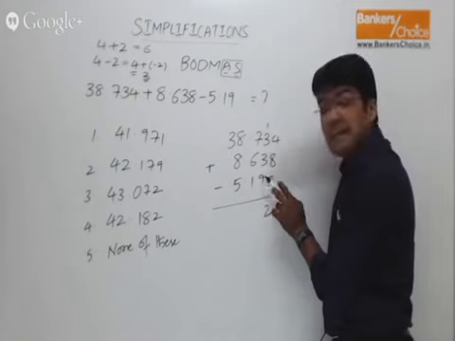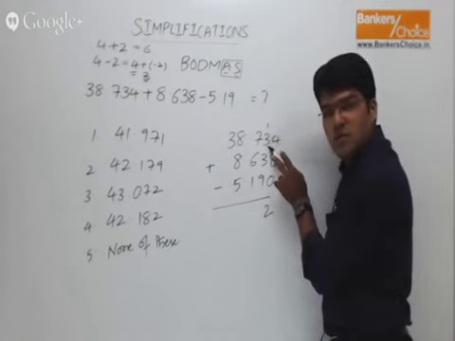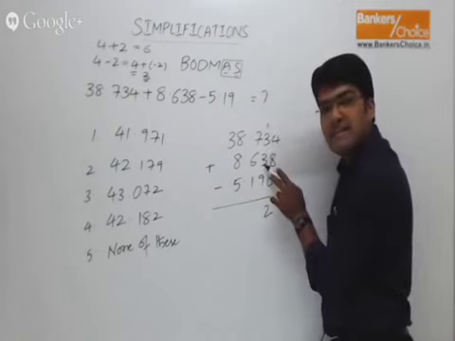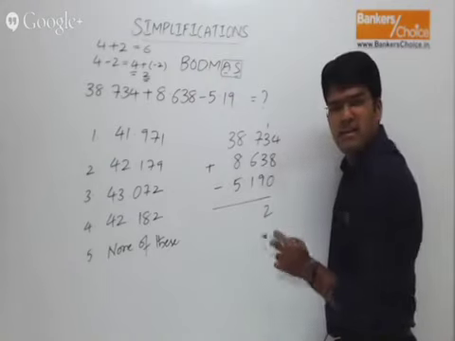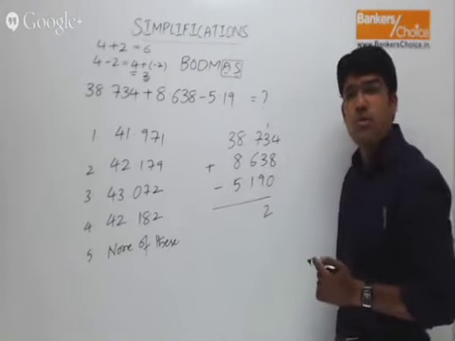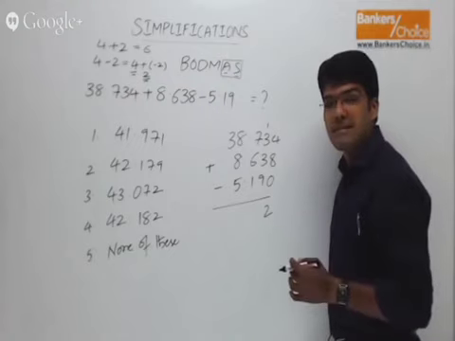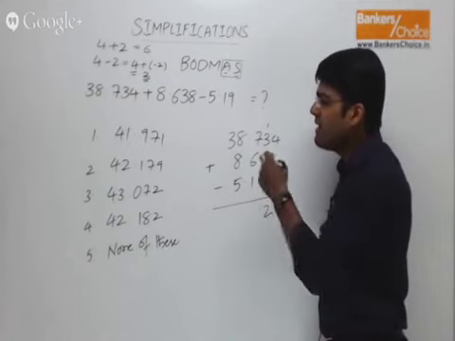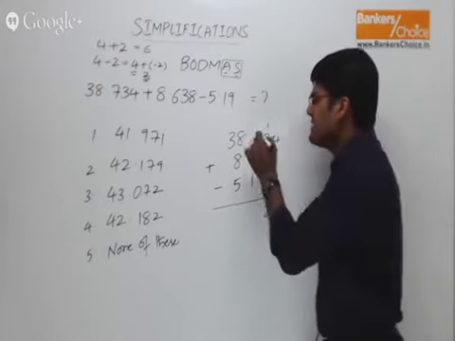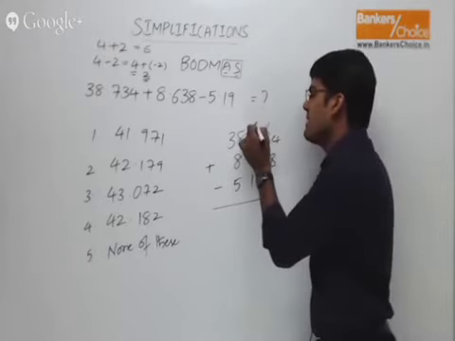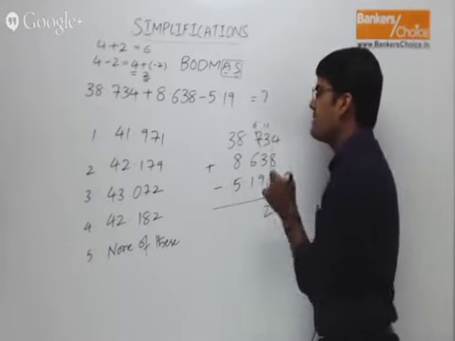7 minus 9. Be careful. 1 plus 3 is 4. 1 is the carry there. 4 plus 3 is 7. 7 minus 9. 7 minus 9 is not possible. So what do we do? We borrow 1 from the next place, right? This is tens place. We borrow 1 from the next place, right? So that means let's take 1 from 7. So this 7 becomes 6 and this 1 becomes 11.